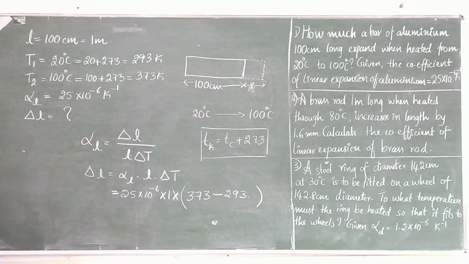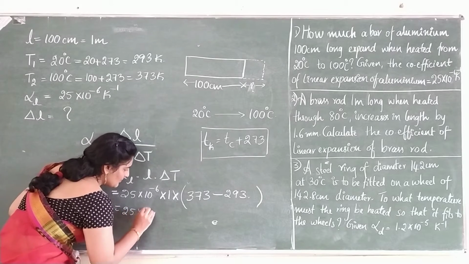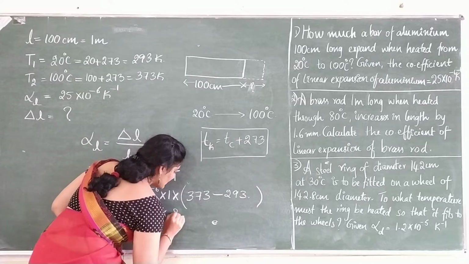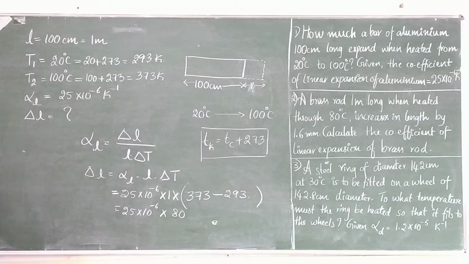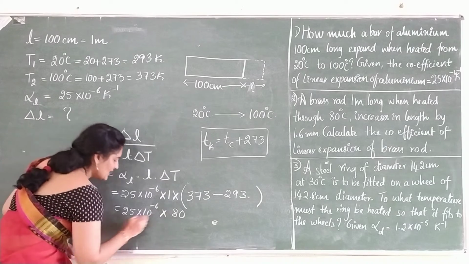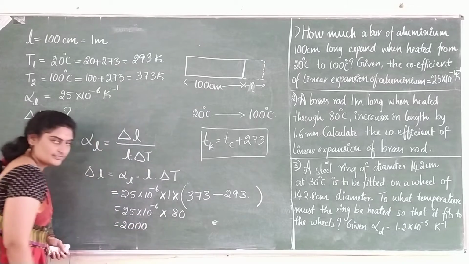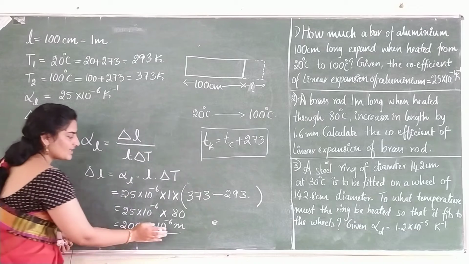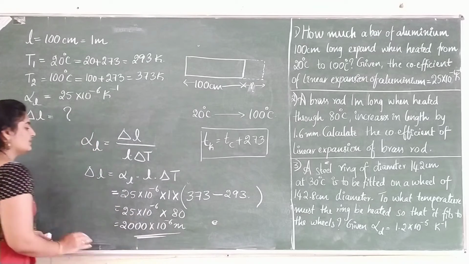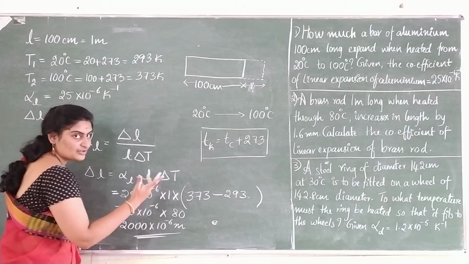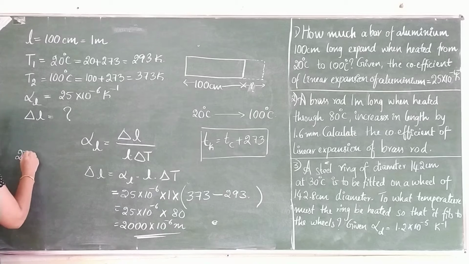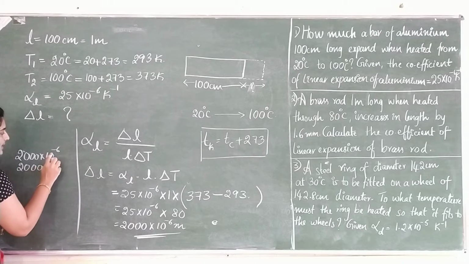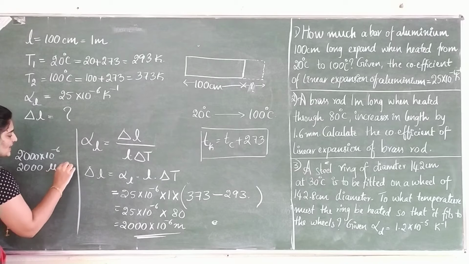Okay. Now, 25 into 10 to the power minus 6 is here, 1 into 373 minus 293, 80. Right? 25 into 80 is 2000, right? 2000 into 10 to the power minus 6. You can keep the answer like this, you will get the full marks. But I will write it in meters without 10 to the power and all. So how to write? See, 2000 into 10 to the power minus 6 is nothing but micrometer, right?